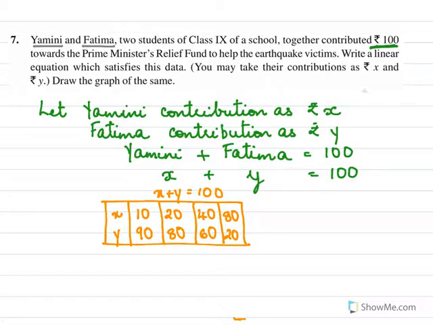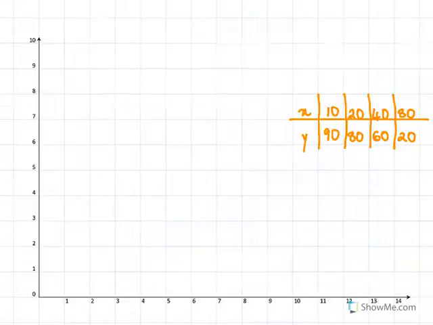x plus y, if you add up, it should always get 100. This is 100, correct? This is 100, this is 100, and this also is 100. Now we go ahead and plot these points.